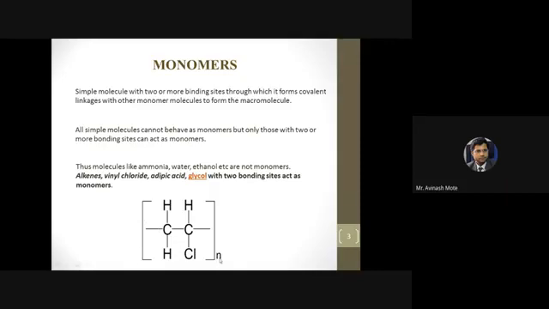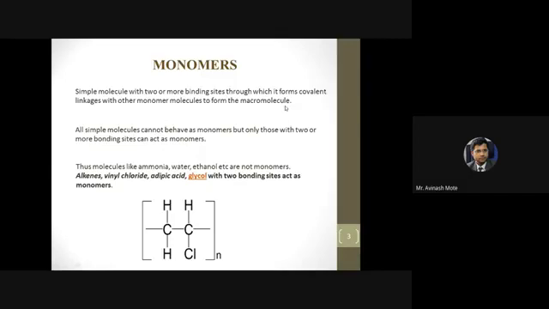So it is given as n. Small n stands for a long chain, n number of monomers. So this CH2 CHCl will stand for a single monomer. A simple definition: a simple molecule with two or more binding sites through which it forms covalent linkage with other monomer molecules to form a macromolecule.